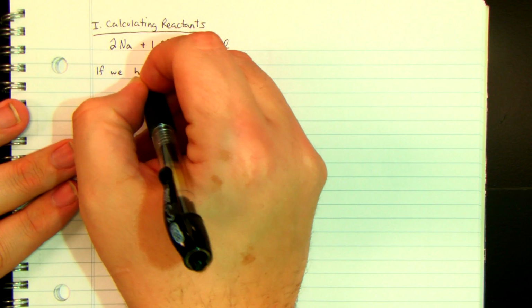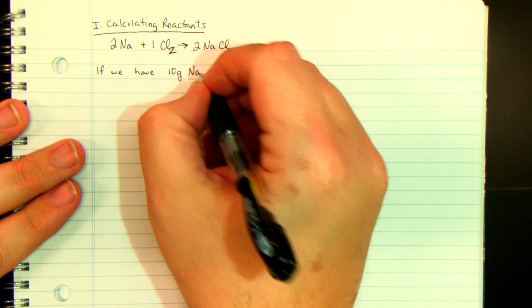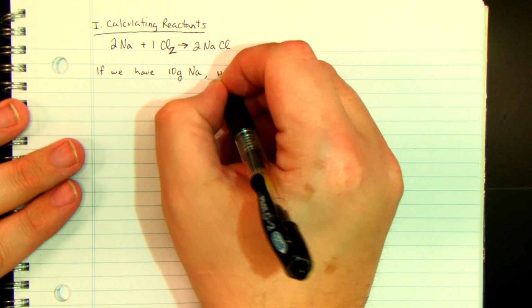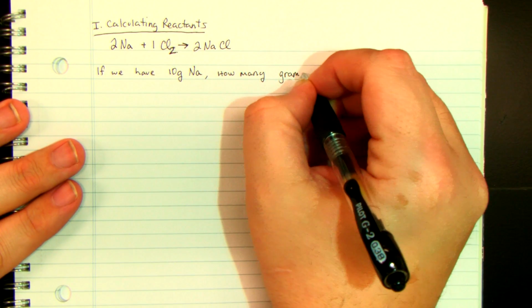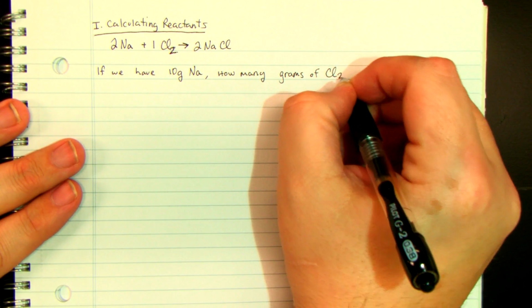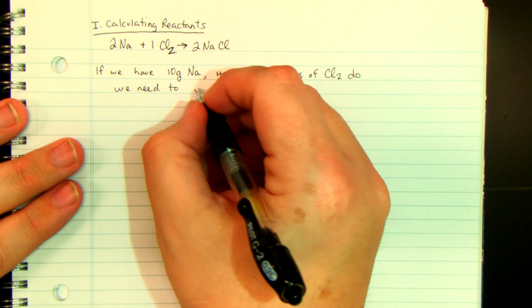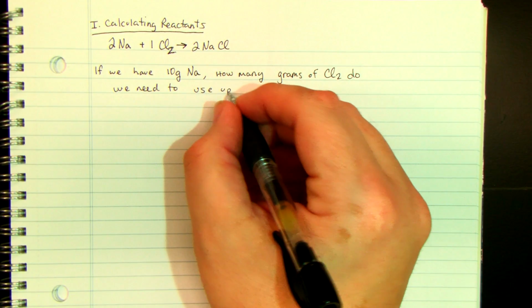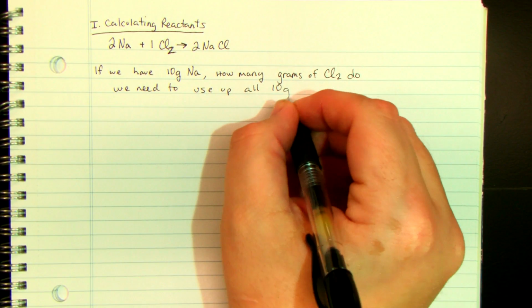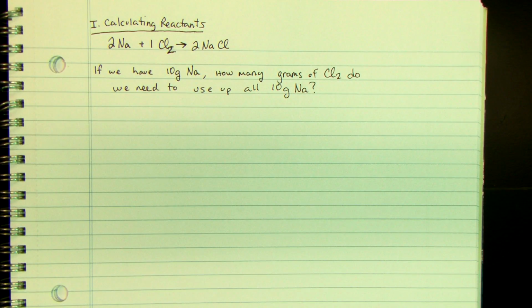If we have 10 grams of sodium, how many grams of chlorine do we need to use up all 10 grams of sodium? So I don't want any extra sodium in our reaction. I don't want any of that.